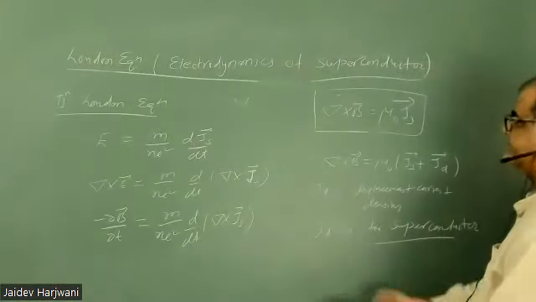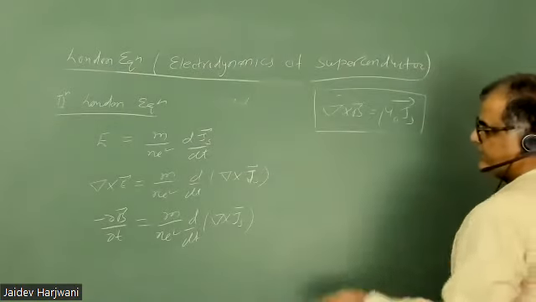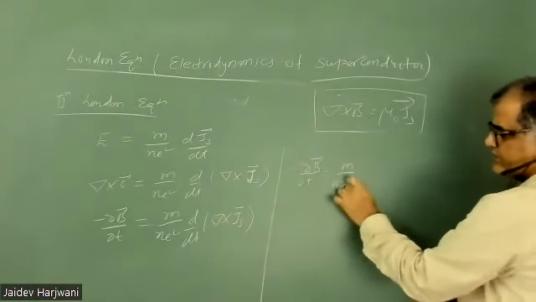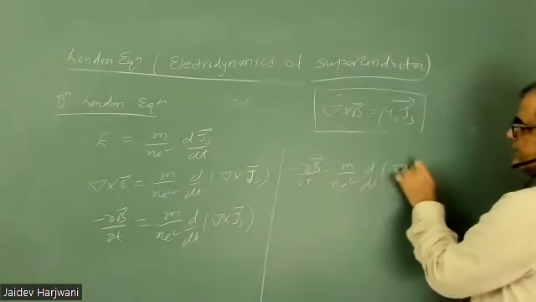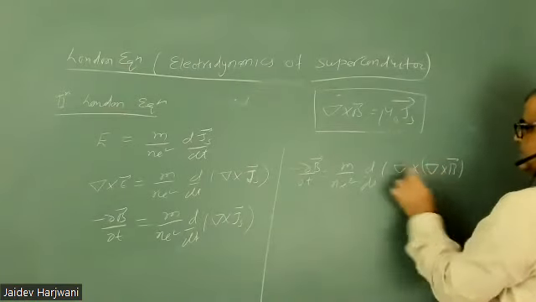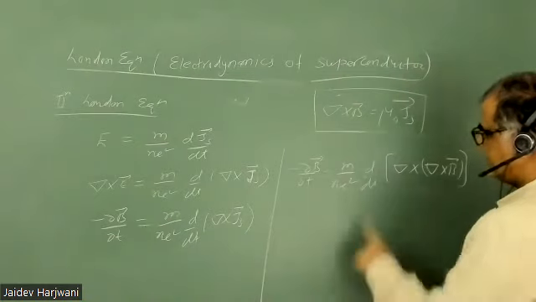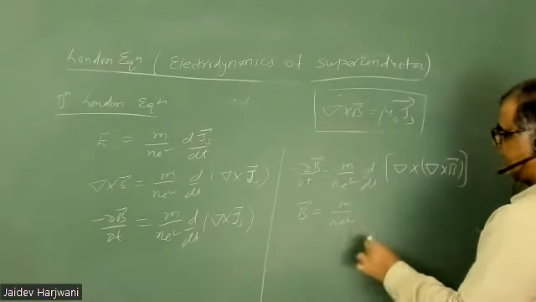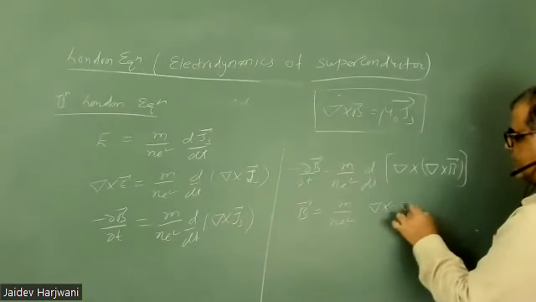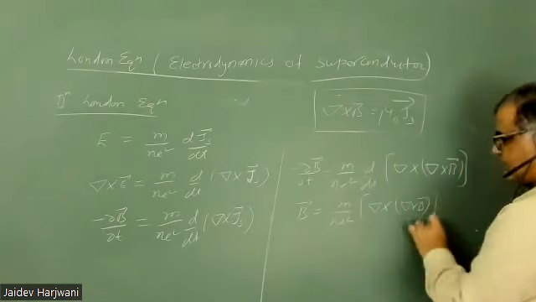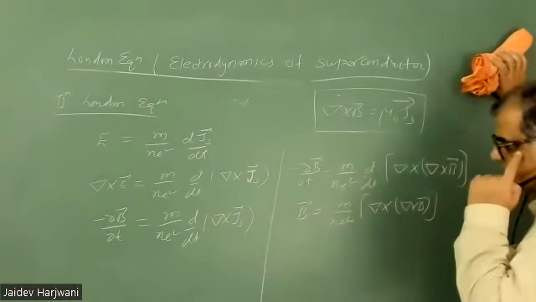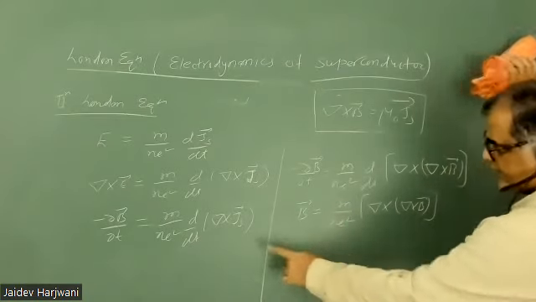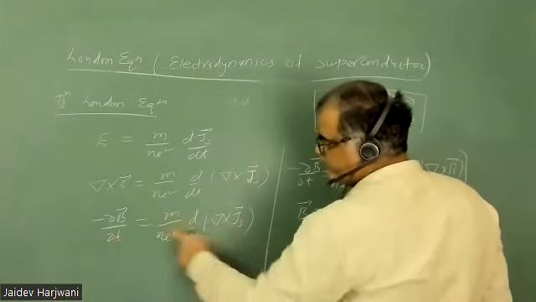If I put this value here, what will it give me? It will give me minus del B upon del t equals m upon ne square, d upon dt, del cross B. And this d upon dt I can cancel out. So my Js will be simply m upon ne square del cross B. If I remove this dt, this will give the second London equation.